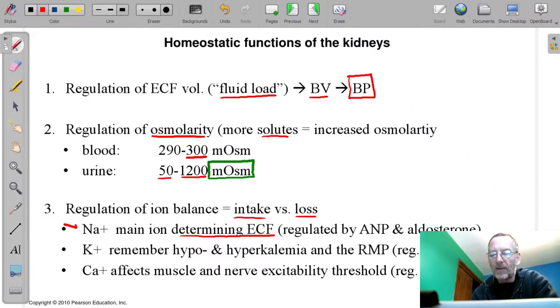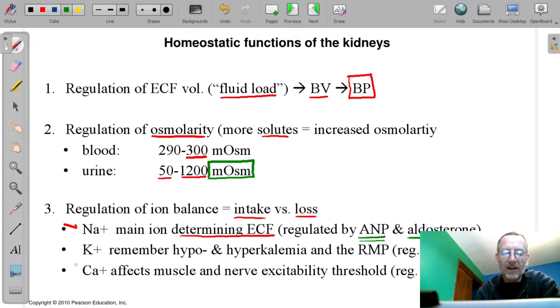The same happens here. Now sodium, as we'll see a little bit later on, is regulated by 2 hormones: ANP, which is our old friend atrial natriuretic peptide, and aldosterone, that we've also seen before. So those two hormones are going to be involved with regulating sodium balance. We'll get to that later.